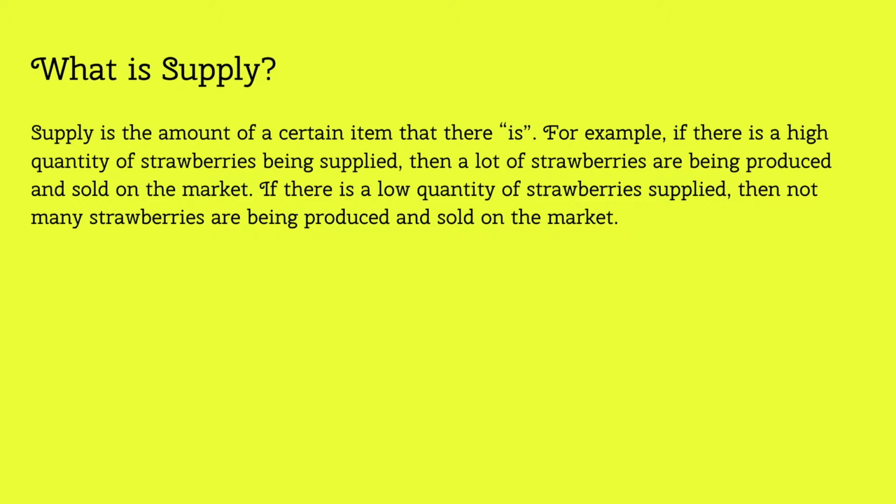If there is a low quantity of strawberries supplied, then not a lot of people are growing or producing strawberries, and therefore not many strawberries are being sold on the market. So if there's a lot of that item on the market or being produced, it is in high supply, and if there isn't much of that item being produced, it is in low supply.